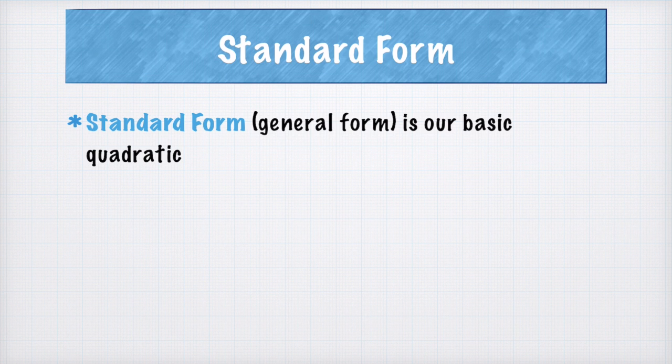I prefer that term because standard form, especially in the UK, means that a number has been written in scientific notation, so it can get confusing. General form of a quadratic makes more sense to more people. And this form is f of x is equal to ax squared plus bx plus c.